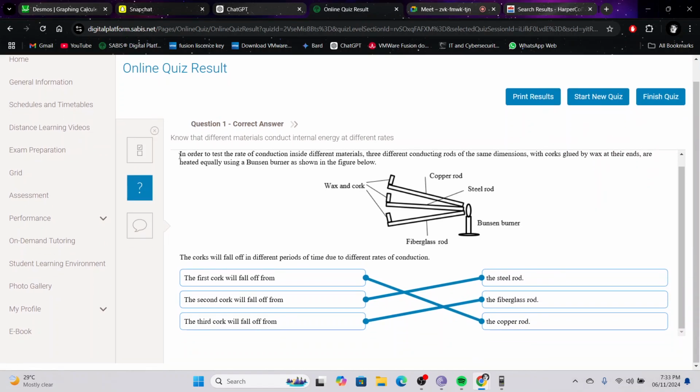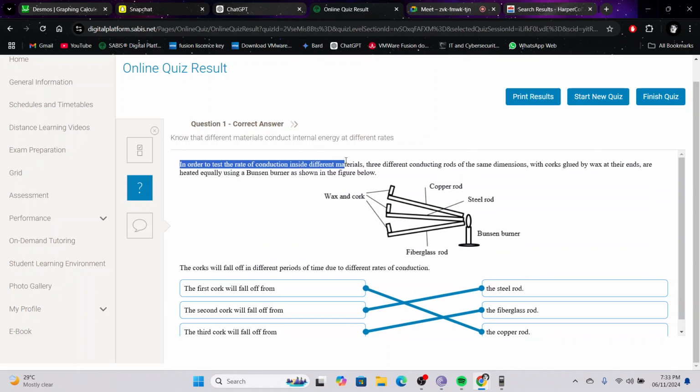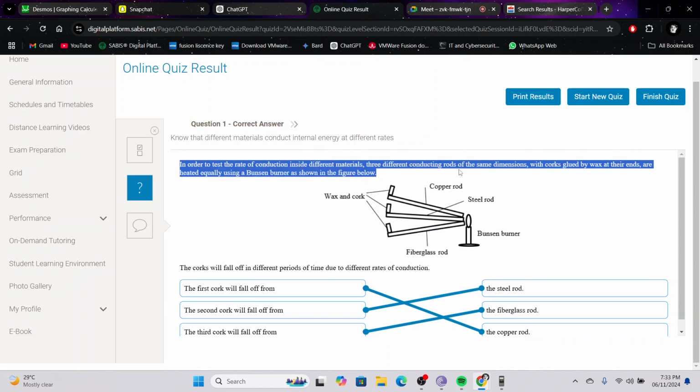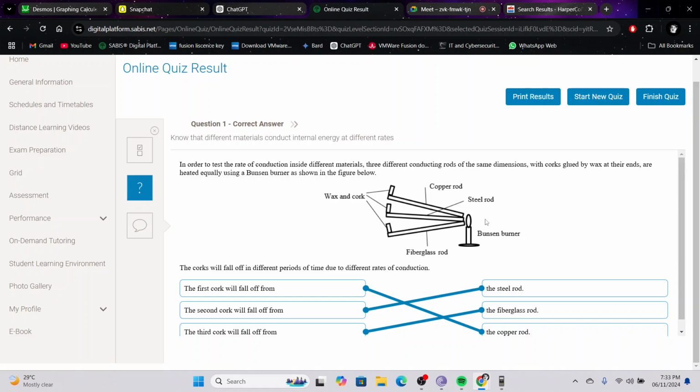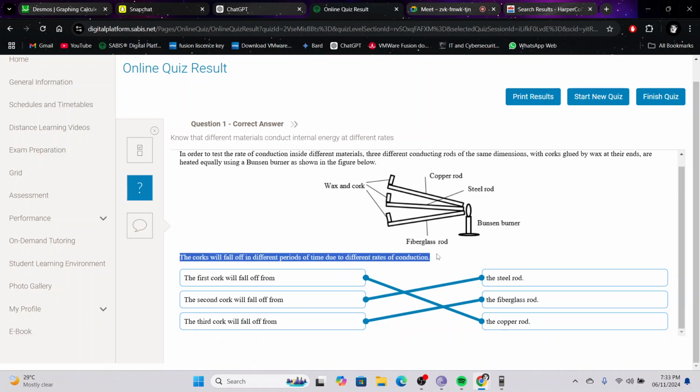Question one: in order to test the rate of conduction inside different materials, three different conducting rods of the same dimensions with corks glued by wax at their ends are heated equally using a Bunsen burner, as shown in the figure below. The corks will fall off in different periods of time due to different rates of conduction. So basically, all you need to know here is the more conductive a material is, the faster the cork will fall off the wax, because the wax will melt.